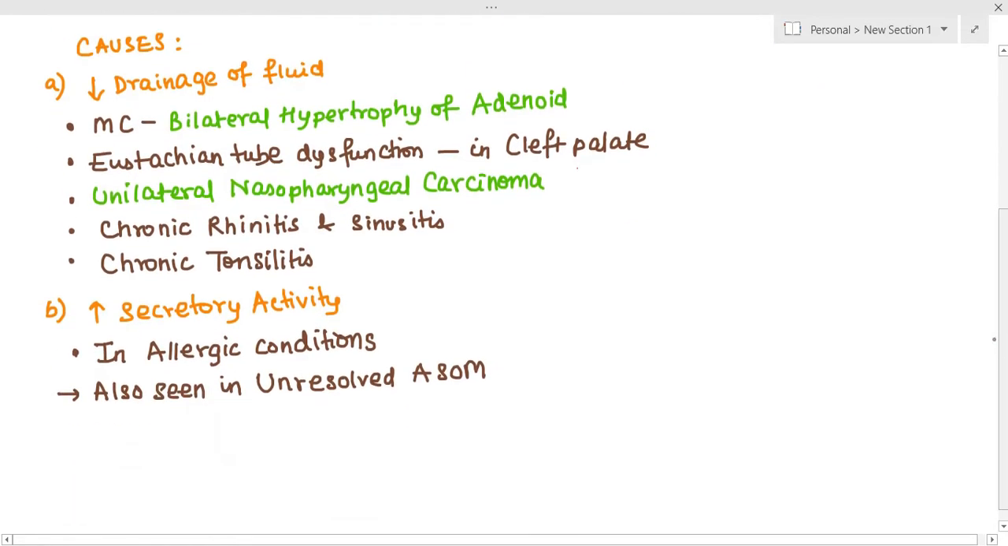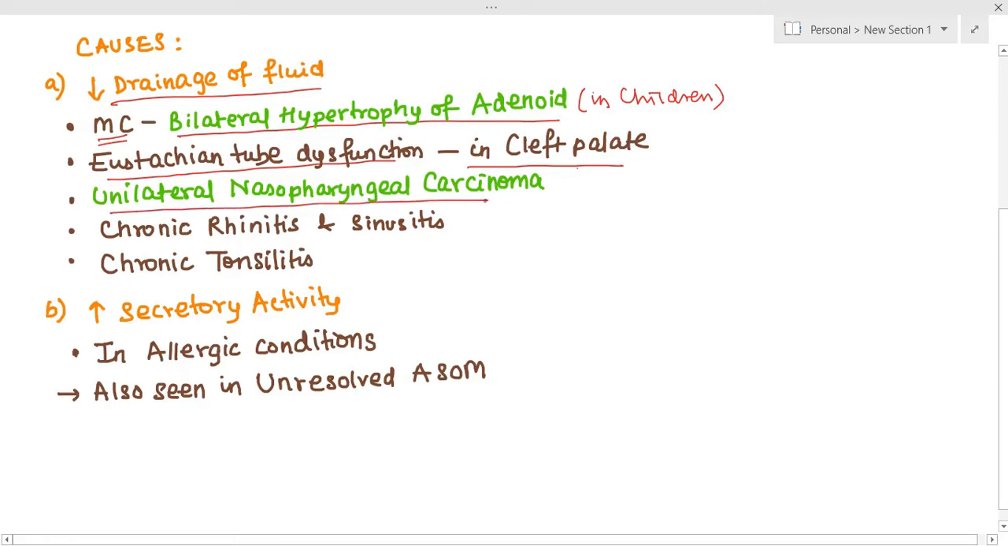Now, what causes serous otitis media? There are two principal causes. First is decrease in the drainage of fluid produced by the middle ear. The most common cause in children is bilateral hypertrophy of adenoid. Then we have eustachian tube dysfunction as seen in cleft palate. Then we have unilateral nasopharyngeal carcinoma, which is commonly seen in adults.